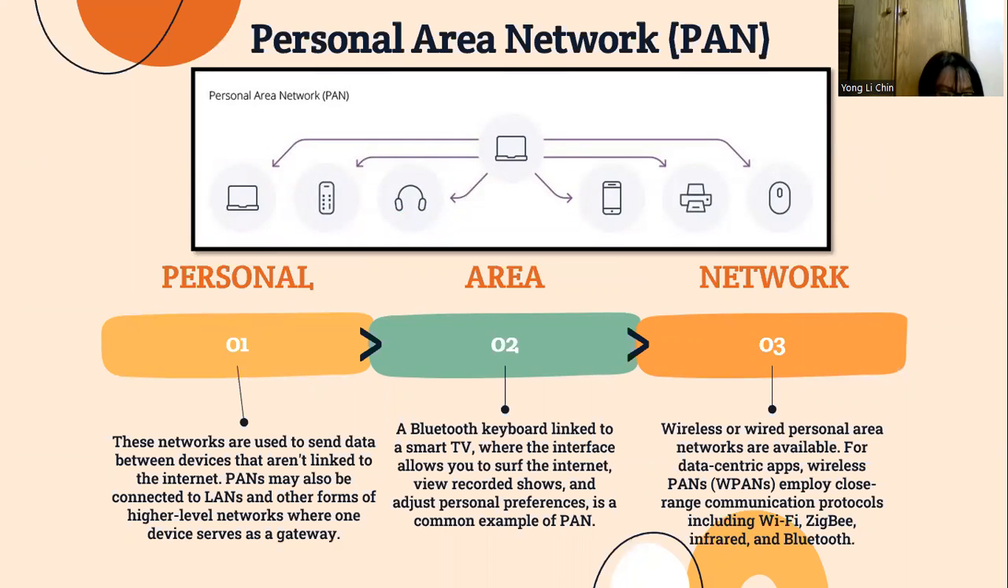Okay, next. For the Personal Area Network, this network is used to send data between devices that are not linked to the internet. A PAN may also be connected to a LAN and other higher-level networks, where one device serves as a gateway. A Bluetooth keyboard linked to a smart TV, where the interface allows you to surf the internet, view recorded shows and adjust personal preferences, is a common example of a PAN.